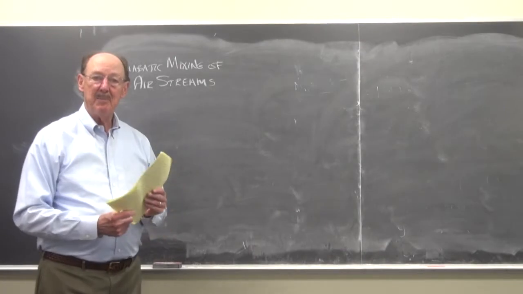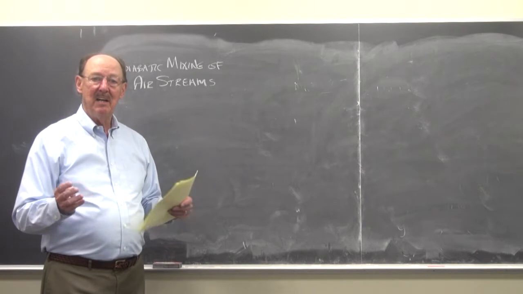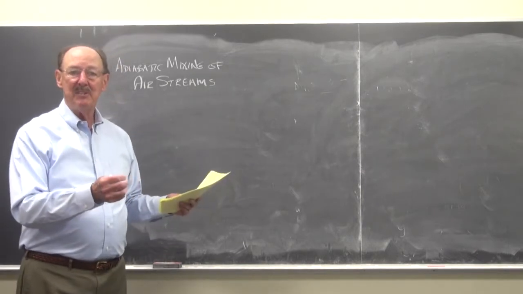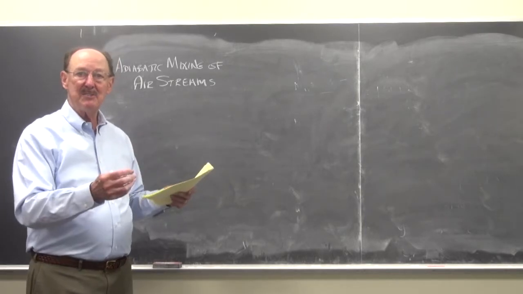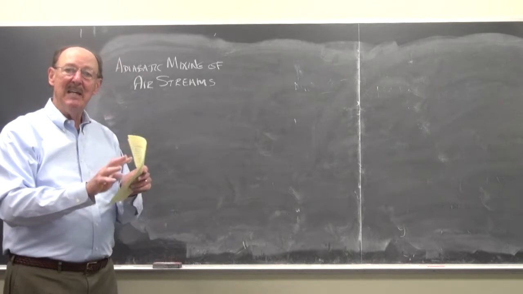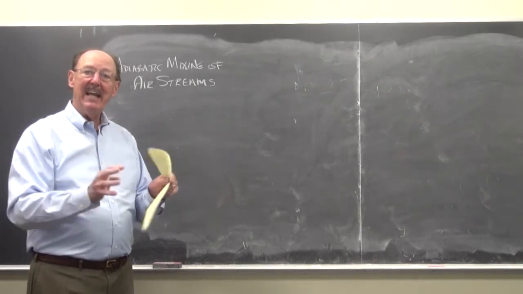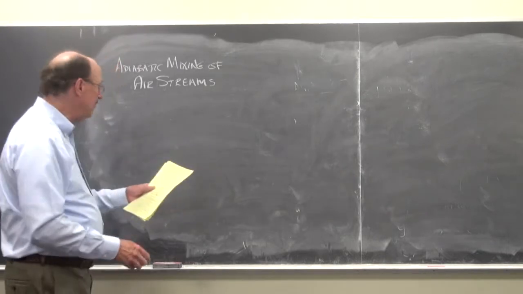One of the things that happens in air conditioning systems is the adiabatic mixing of airstreams. When I mentioned that we needed a certain amount of fresh air per person in a lecture classroom, what happens is they recirculate part of the air and bring in fresh air and mix them together. So it's an adiabatic mixing problem, and we want to be able to determine the output of that.